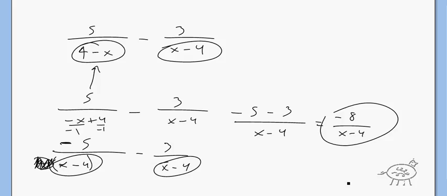All right, that's it, math fans. I hope you guys learned something here, but this is one of the more complicated things. But just be careful and look for your LCD.